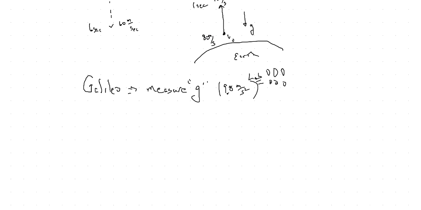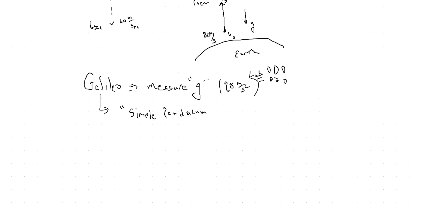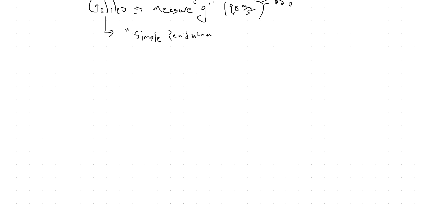His method is what's called a simple pendulum. So let's look at our simple pendulum. I'll put something here for now. Now here's the pendulum. The pendulum has a length L. So L is the length of the pendulum.